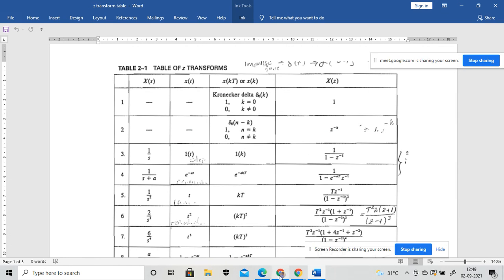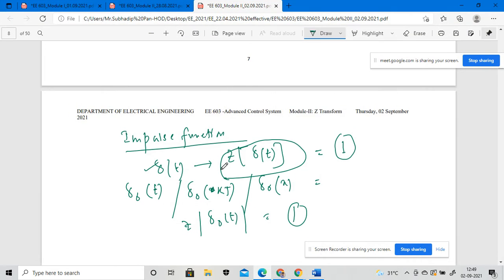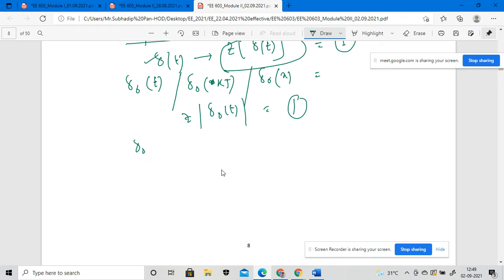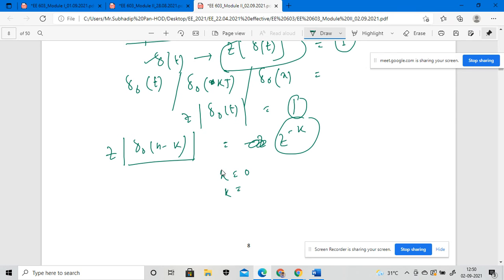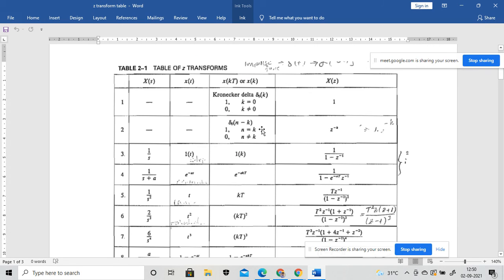Now again, if we bring n minus k, then del 0 n minus k. Again, we are considering the impulse function. So if we do the z transformation of this, it will come z to the power minus k, as k is equal to 0 and k not equal to 0. When k is equal to 0, it will be considered as 1. When k is not equal to 0, it will be considered as 0. Okay, so these are the tables which we have to mark up, right?